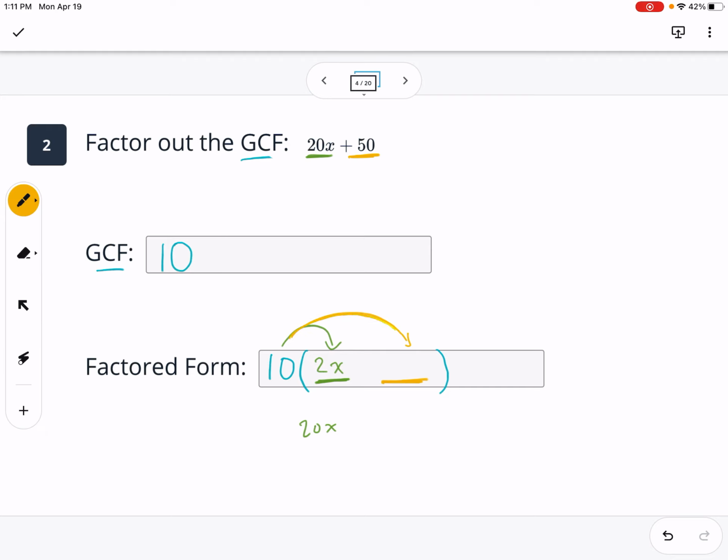And 10 times what equals 50? Well, 10 times 5 equals 50, right? 10 times 5 equals 50. And I want it to be a positive 50. Everything here is positive, so it's going to be plus 5. So it should be 10 parentheses 2x plus 5.